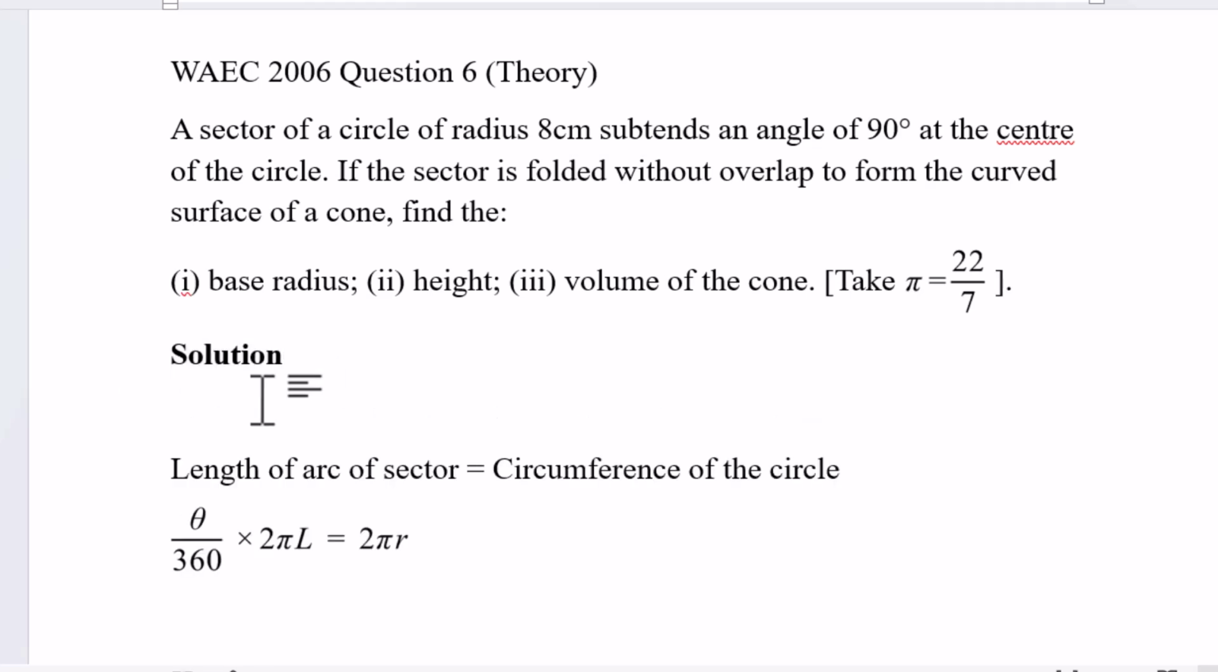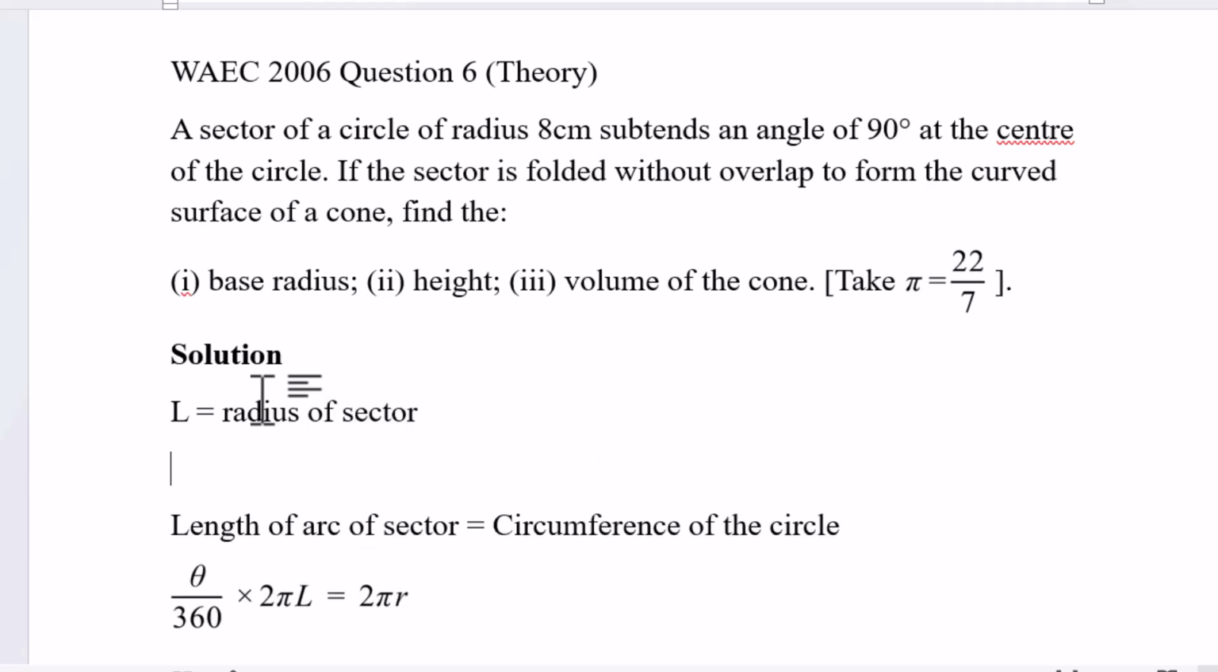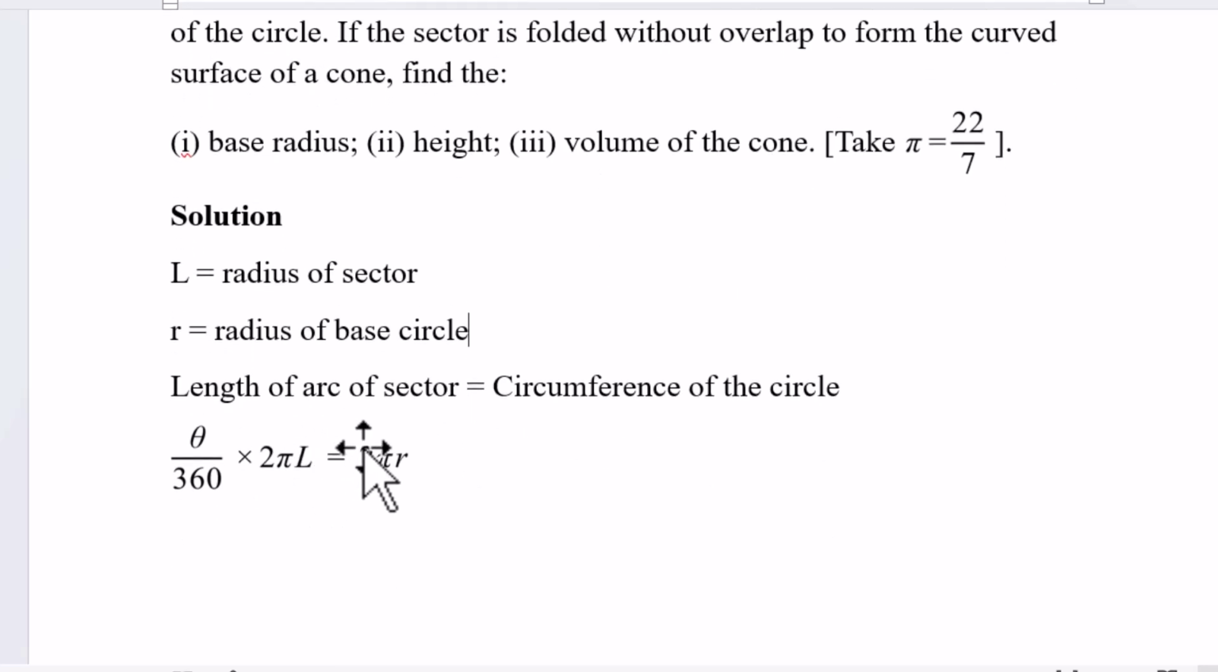Then let's get it clear. So let L equal the radius of the sector, so that you know the radius we are talking about. Then let's use small r. Small r equals the radius of the base circle, so that you get the difference. With this, you will get the meaning of the terms in the formula here. If L is the radius of the sector, then small r is the radius of the base circle. So you can get it clearly.